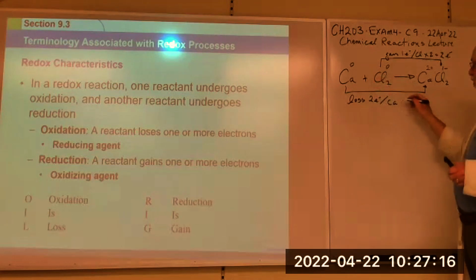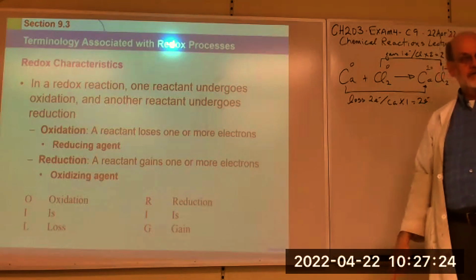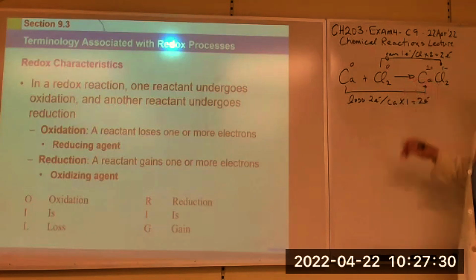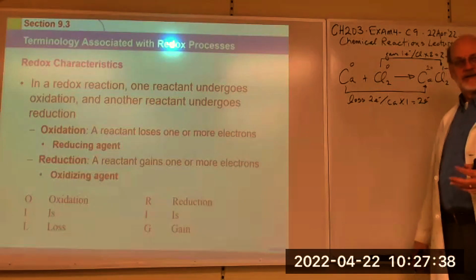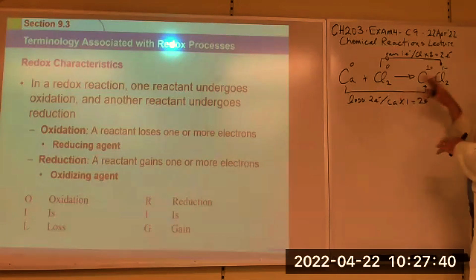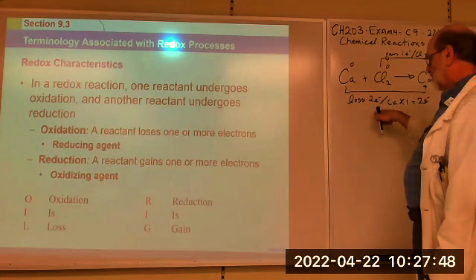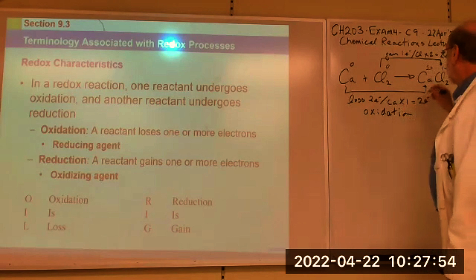Okay? Since there's only 1 calcium, 2 electrons, you have to gain the same number of electrons that you lost. That has to balance, right? We're not dealing with electrostatics here. Excuse me, we are in a certain sense, but we're not accumulating charges like a Van de Graaff generator. You have to balance. So if you lose 2, you have to gain 2 somewhere else. This is oxidation, and this is reduction.